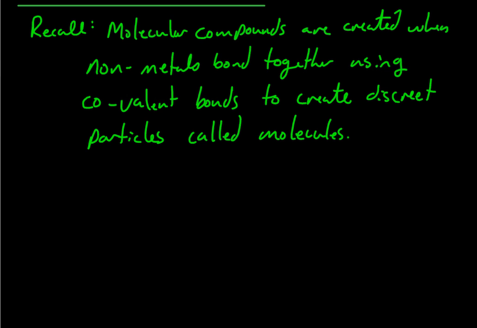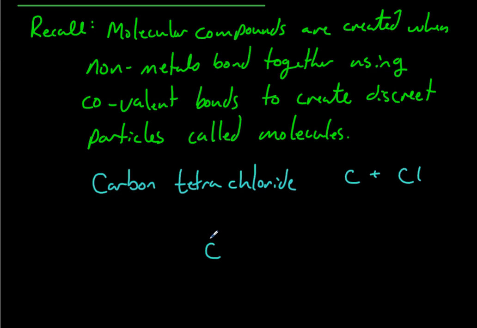So just a quick something to remember here is let's talk about something like this. Carbon tetrachloride. And we haven't gone over naming yet, but we will very shortly. So this is the combination of carbon with chlorine. Okay? So let's just remember what carbon looks like.